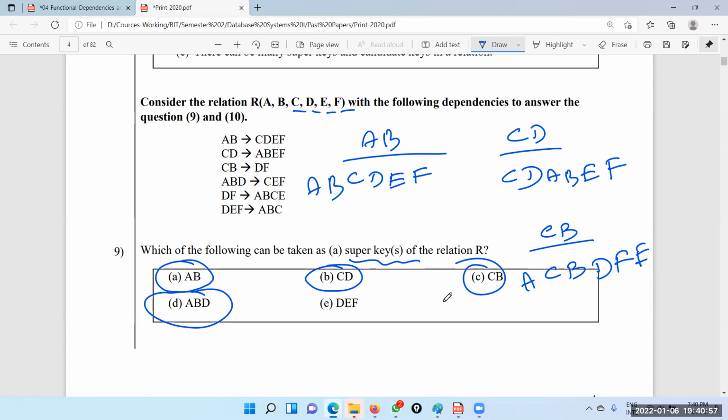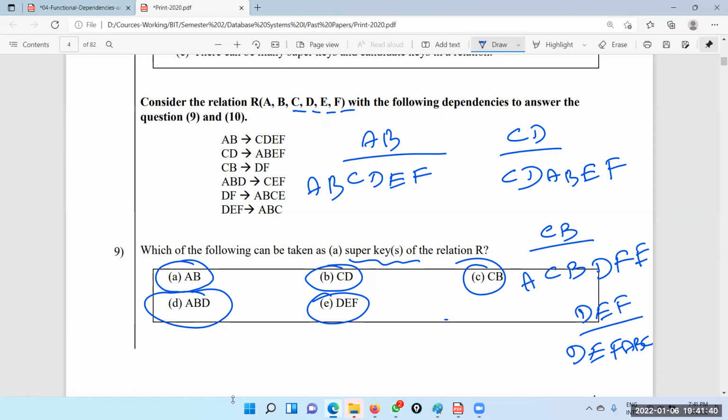CB is also correct. Because CB determines CB, then CB determines DF, then DF determines ABC. So it looks like C is also an answer for me. That is straight. What about E? DEF. Of course, DEF determines DEF. And DEF determines ABC. That means ABC, DEF, right? Everything is there, right? It looks like everything is answered.